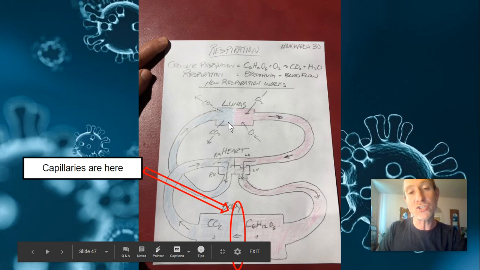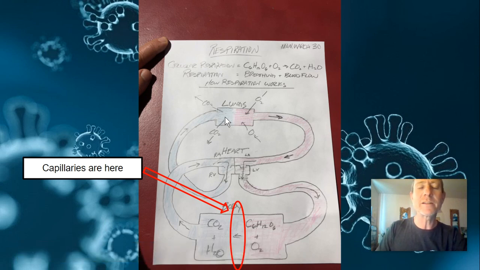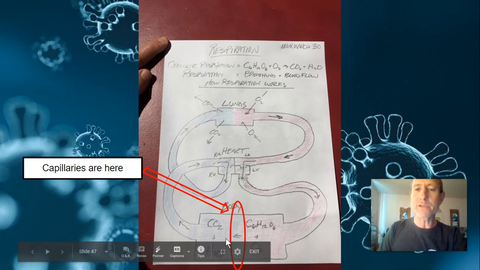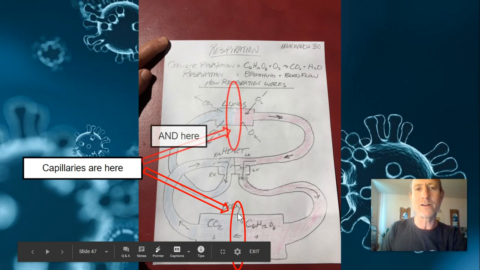And what's getting exchanged? Carbon dioxide is going to leave the lungs and oxygen is going to enter the lungs. Or excuse me, carbon dioxide is going to leave the blood at the lungs and oxygen is going to enter the blood at the lungs. So capillaries are down here in the body, but they're also up here in the lungs. So this is what we're going to focus on next.